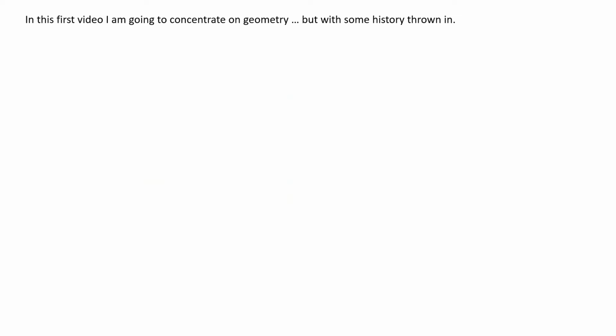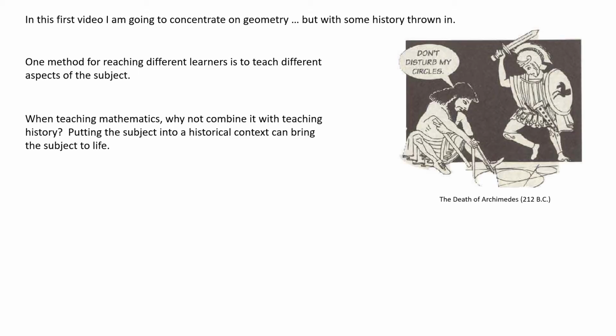In this first video, I'm going to concentrate on geometry, but with some history thrown in for added extra interest. One method for reaching different learners is to try to teach different aspects of the subject. For example, when teaching mathematics, why not combine it with teaching history, as putting the subject into a historical context can bring the subject to life.